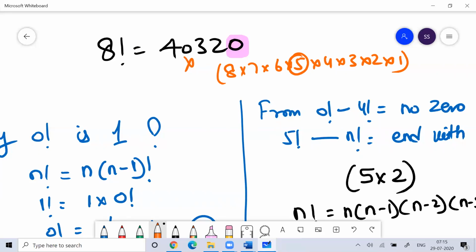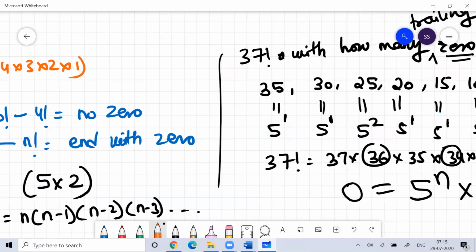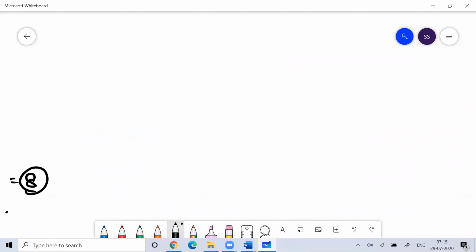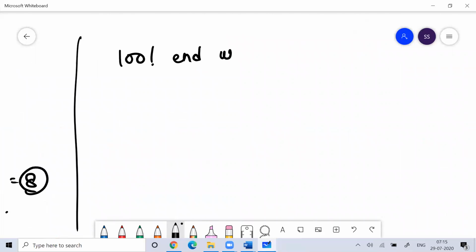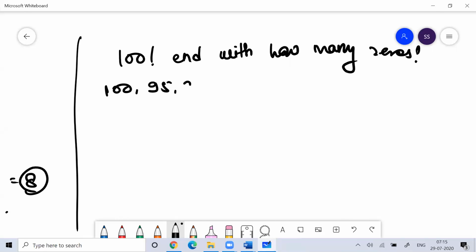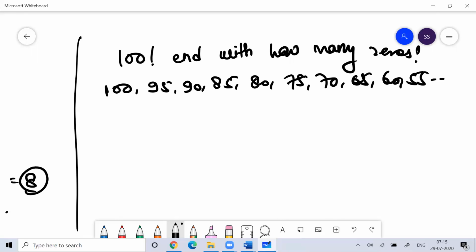So that is one way you can do it. Otherwise, there is a shortcut formula, and I'll tell you the shortcut formula. If I ask you, 100 factorial ends with how many zeros? There you cannot count. You could write 100, 95, 90, 85, 80, then 75, 70, 65, 60, 55 like this. You'll go till 5, and each time count how many 5s are coming. You can do that, but it would be very time consuming.